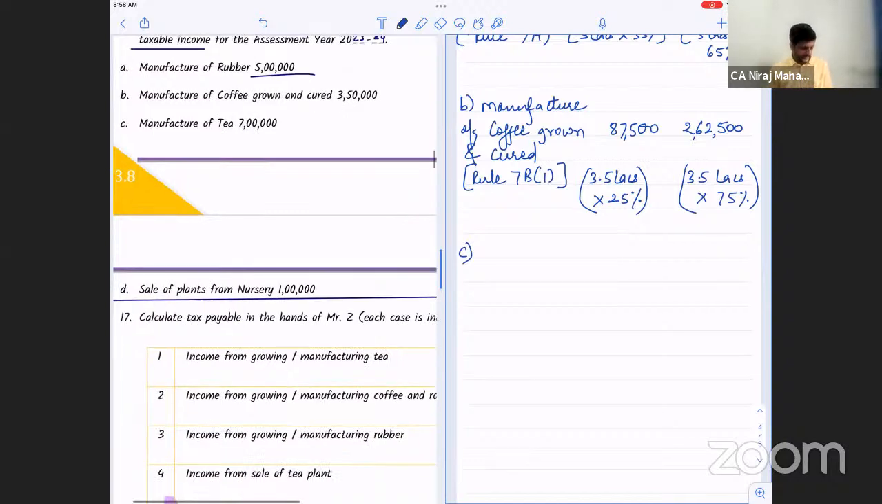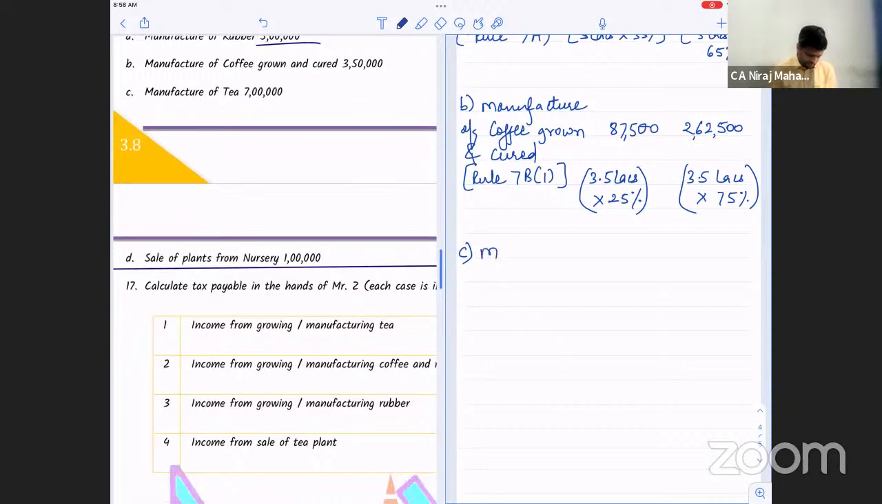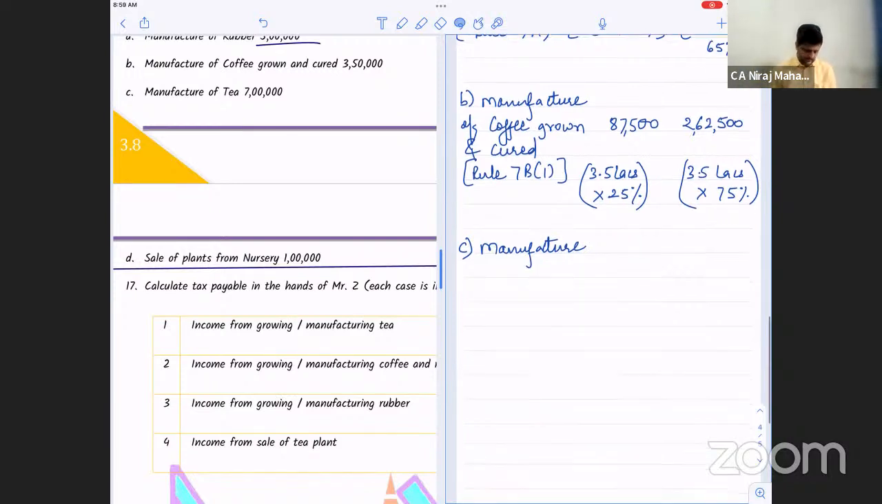Okay. Manufacture of tea. Now maybe you understood all the tea which you buy. So from the seller's point of view, how much is paying taxes, or how much income is agri and how much is business, hai na? Manufacture of tea.